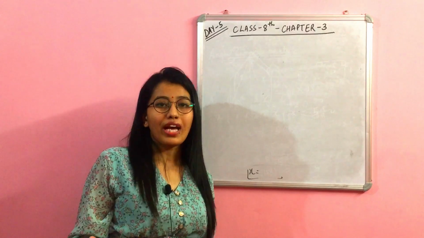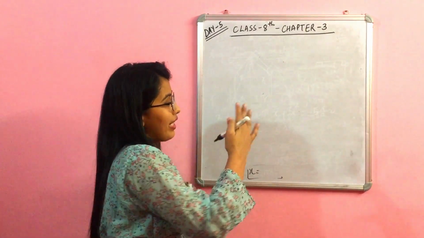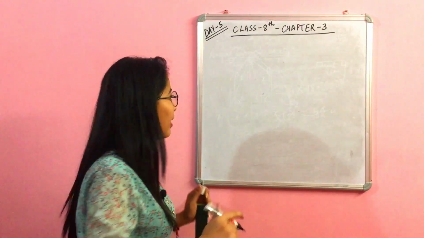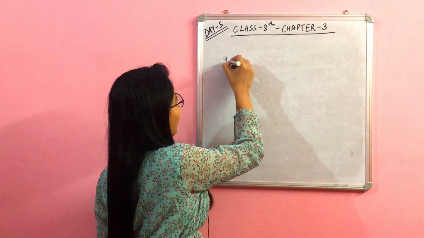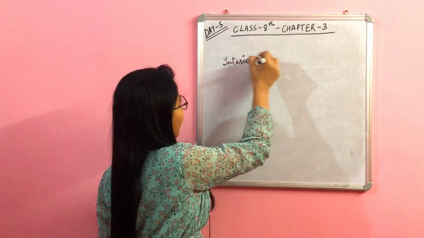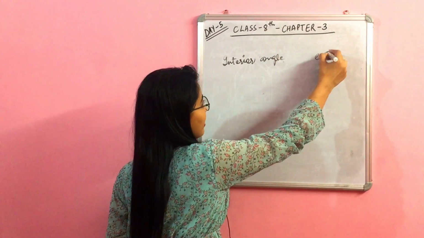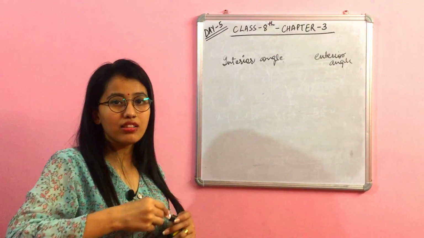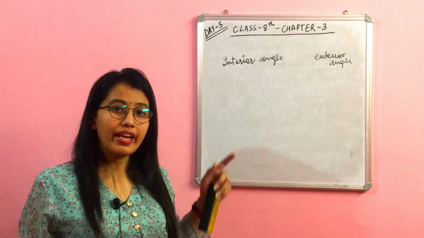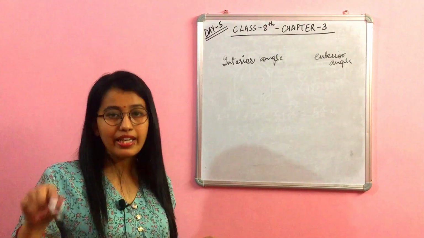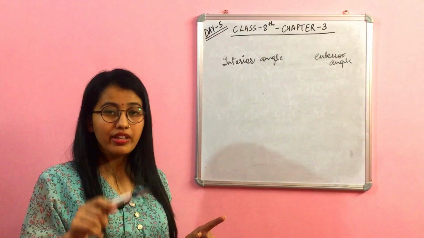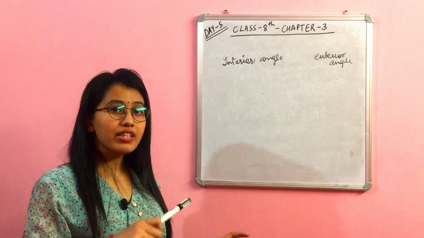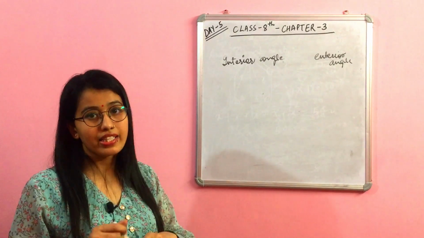Now there are two types of angles: angles which are inside a polygon and angles outside a polygon. So we can say there are two types of angles, known as interior angles and exterior angles. Now what do they mean? What are interior angles and what are exterior angles? If the angle is inside the polygon, then it is an interior angle, and if it is outside the polygon, then it is known as an exterior angle.